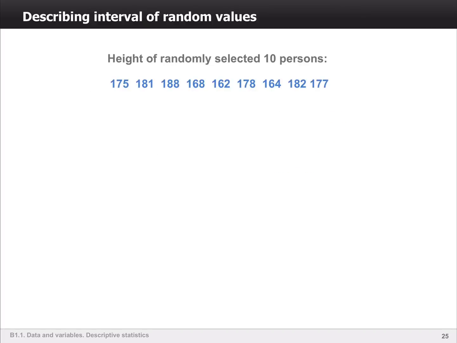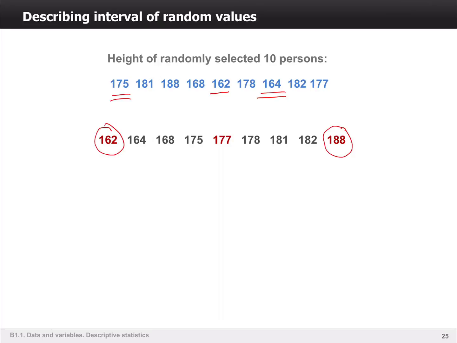Okay, let me show you an example. Let's say we have the heights of randomly selected 10 persons, and you can see the values here. The first thing you need to do is to order them. You find the smallest value, which is 162. Then the next smallest is 164, and so on. So these are the ordered values. Now you can easily see that this is the smallest value, and this is the largest value. So these are your min and max. And then you have the value 177, which is exactly in the center. It's the median.